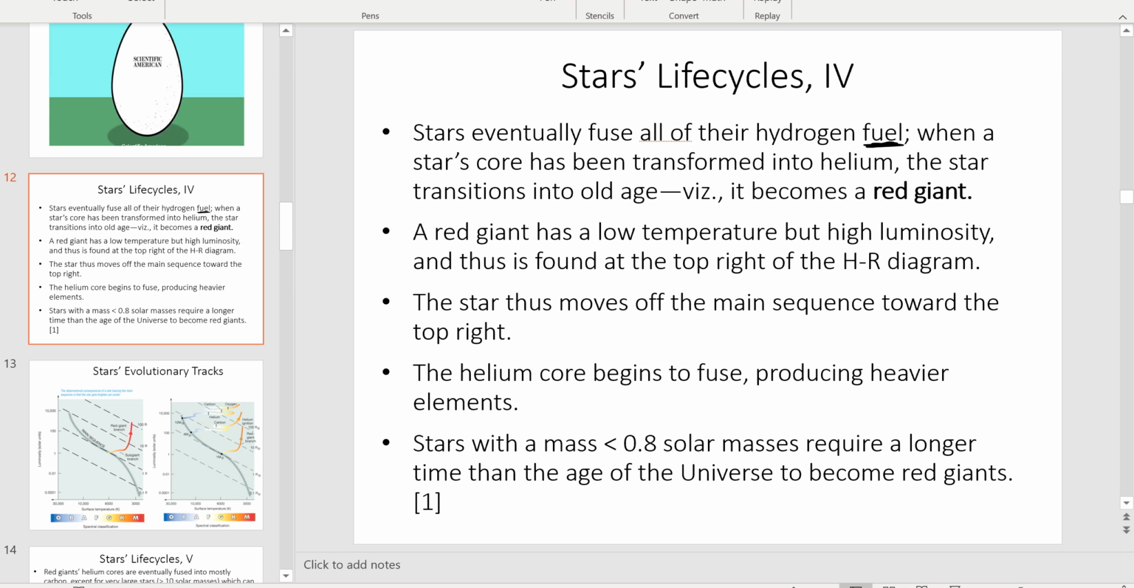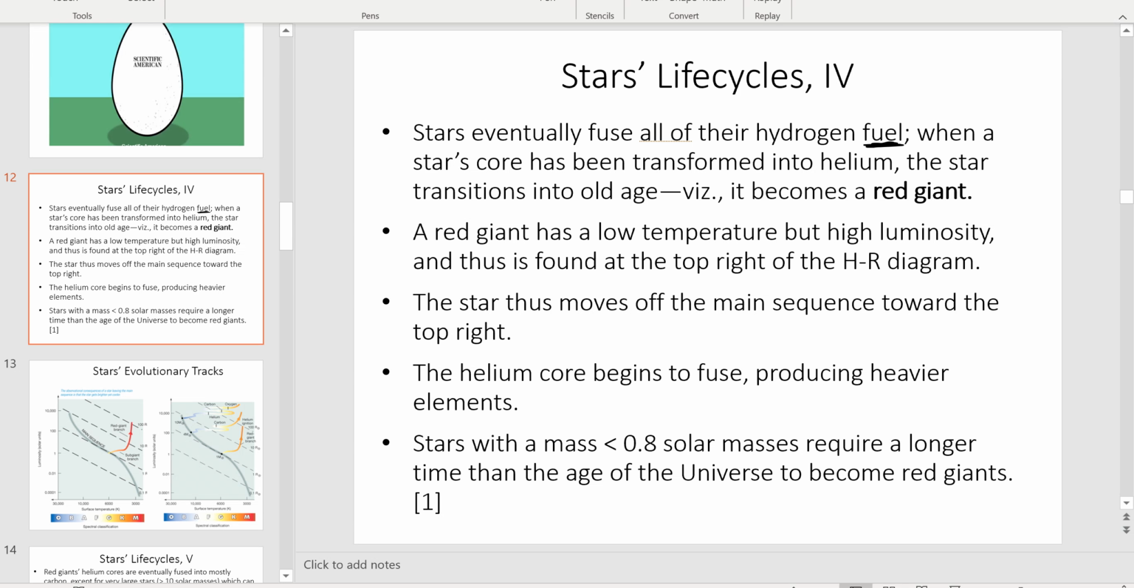A red giant has a low temperature but high luminosity. It's found near the top right or top center of the HR diagram. A red giant is exactly what it sounds like. It's a giant star, but it's red, so it's cool. This star moves off the main sequence. It's no longer a sort of middle-aged star. It's moving into what you could call old age or retirement as far as the star is concerned.